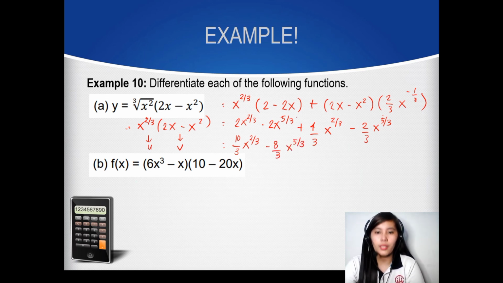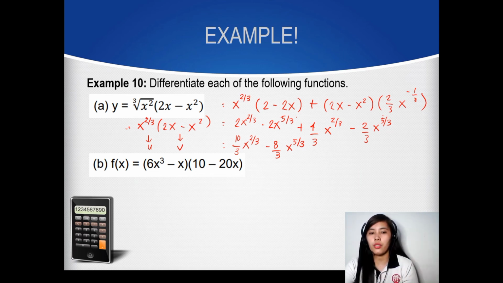Now you can check the previous example to see if it's the same. It's the same, right? So we can use the product rule, or you can first distribute the x raised to 2/3 in the 2x minus x squared before deriving. It's up to you. The answer will just be the same.